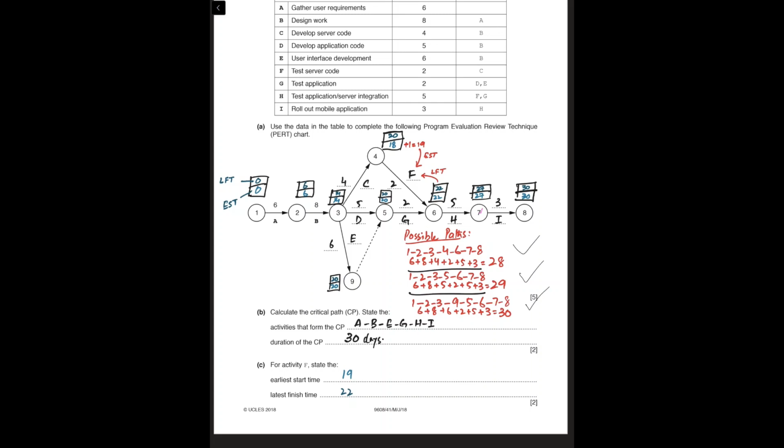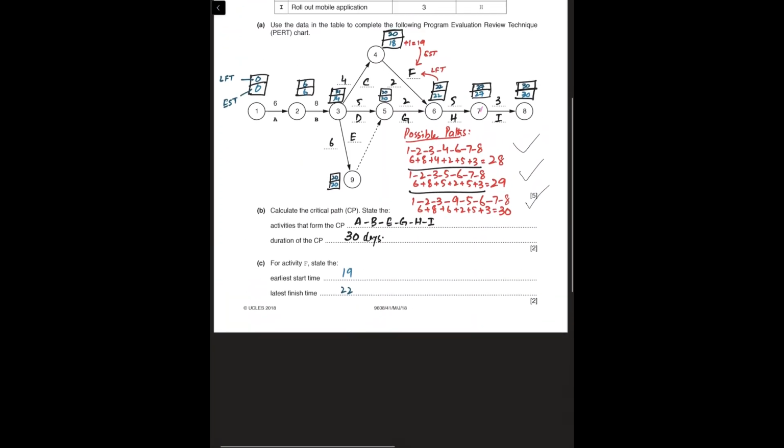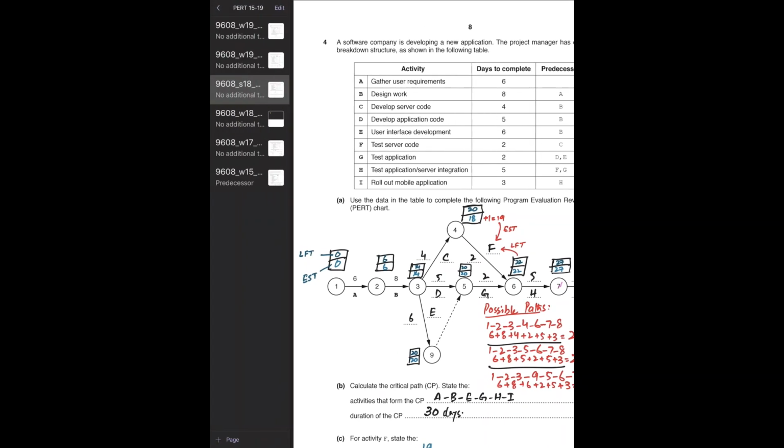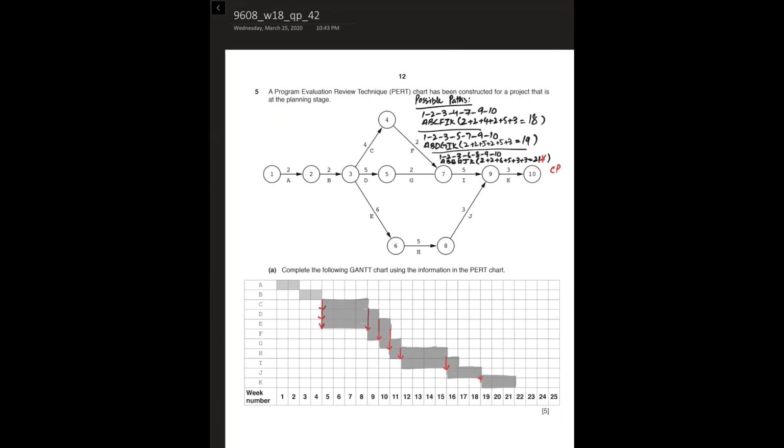Now, next question. A program evaluation and review technique chart has been constructed for a project that is at the planning stage. This question is from Winter 18 QP42, question number 5, and it also has a Gantt chart in it.